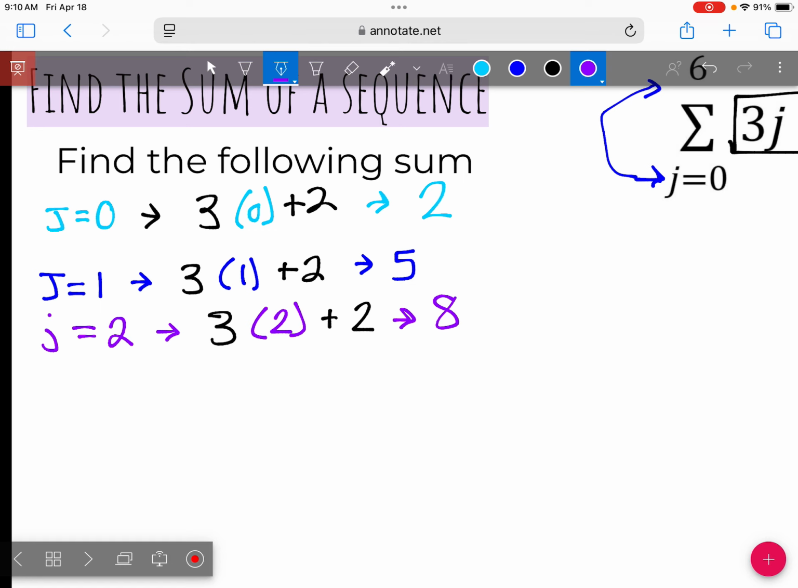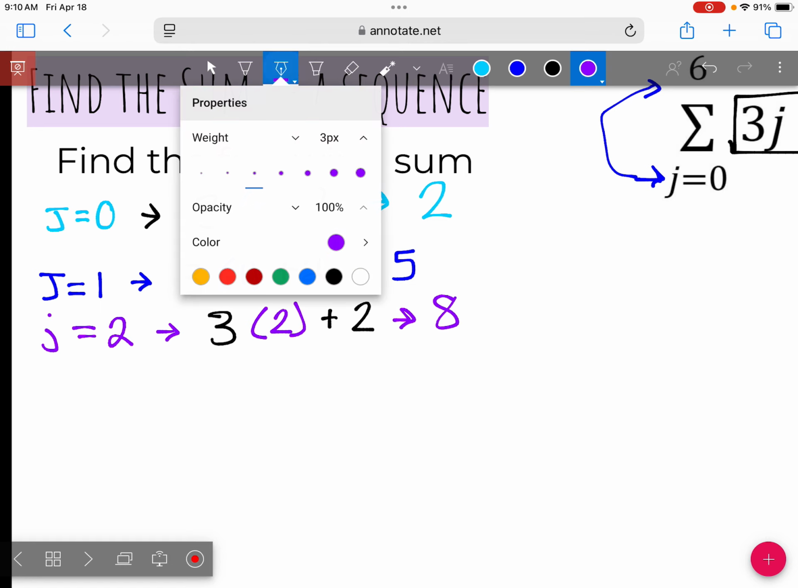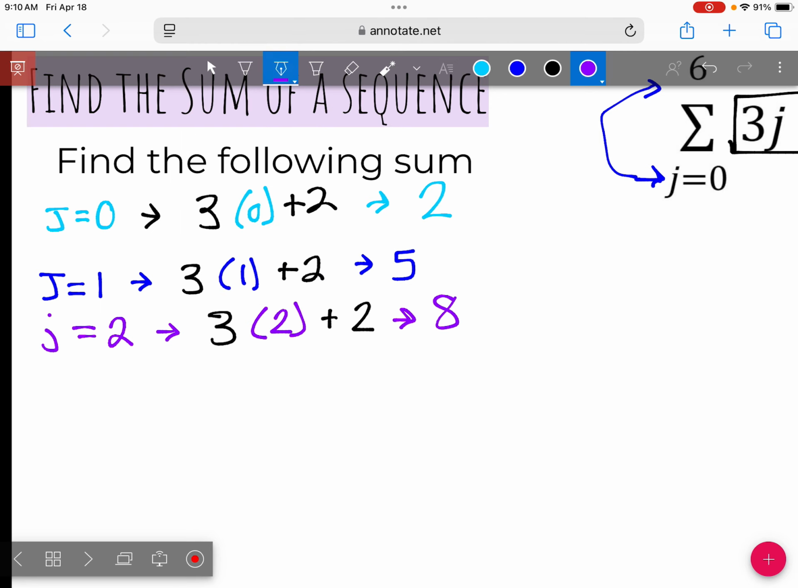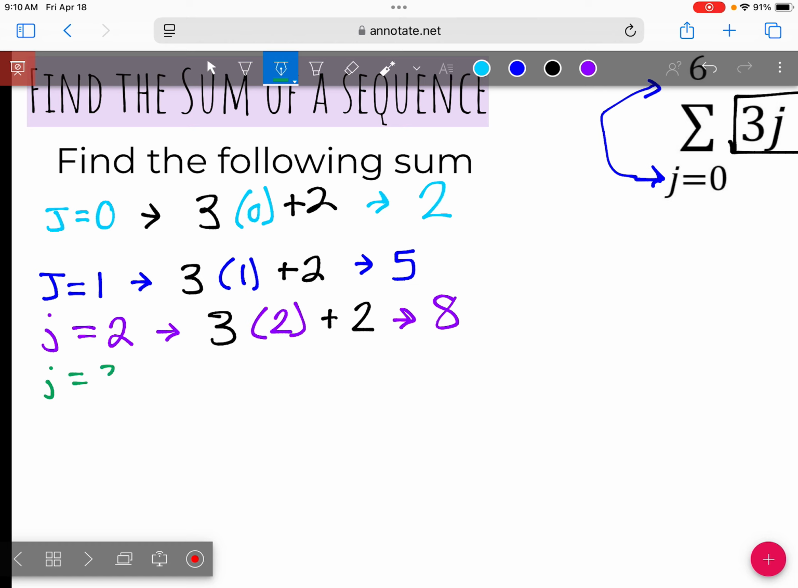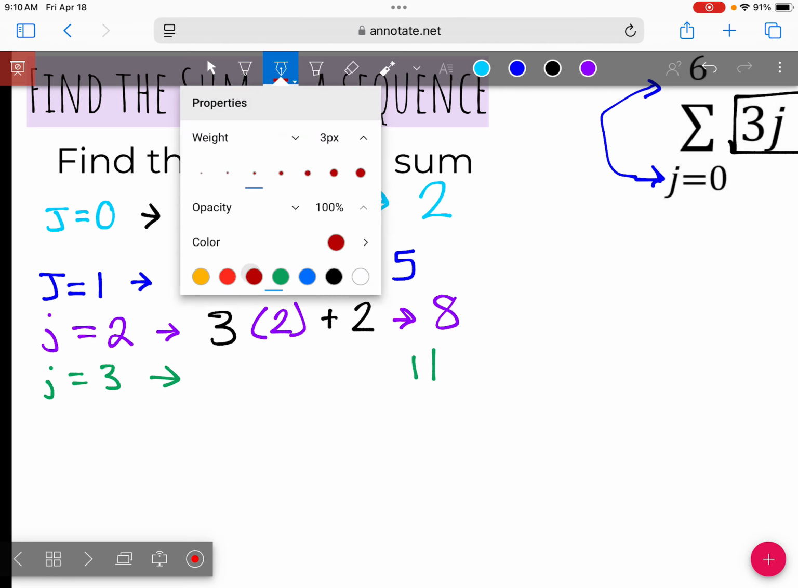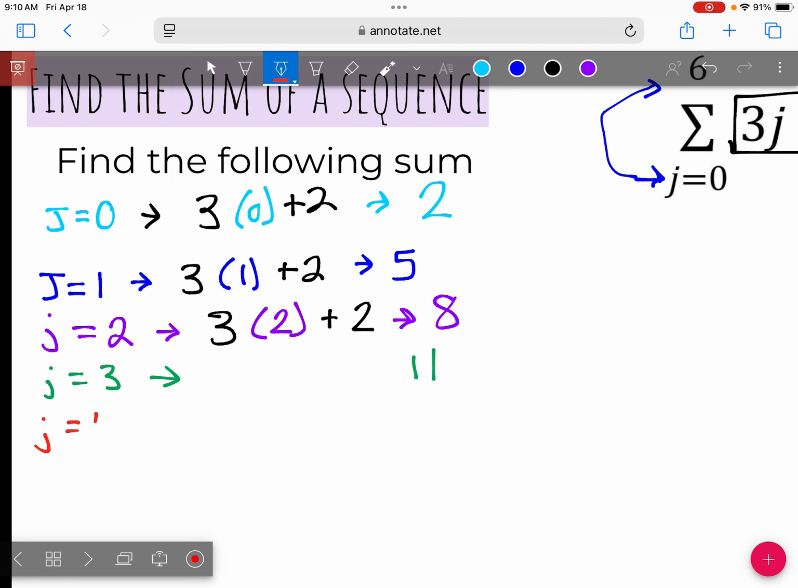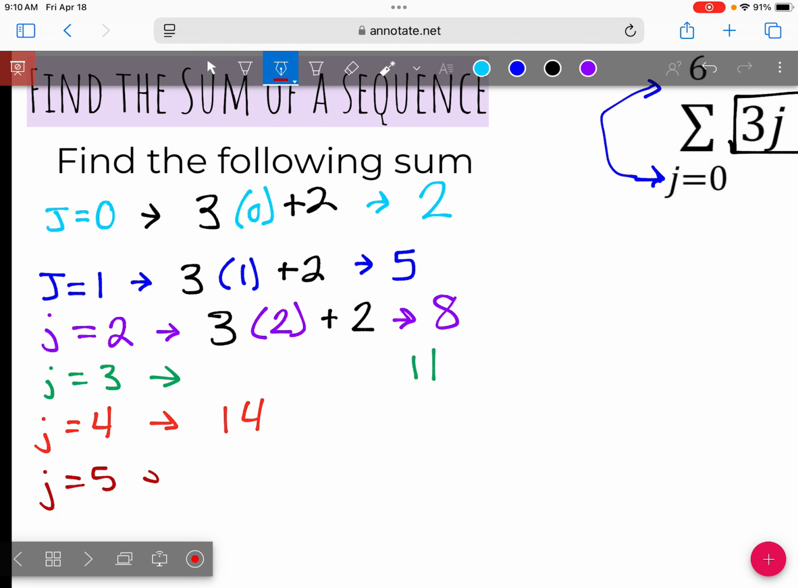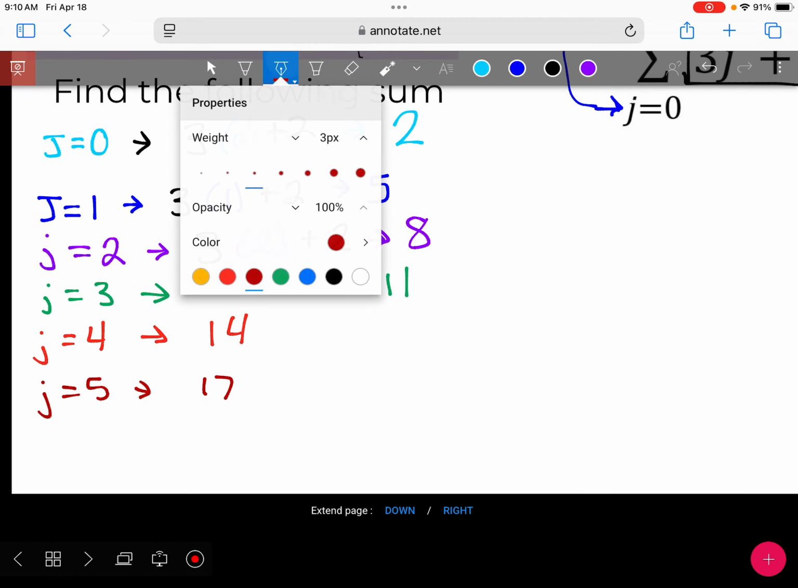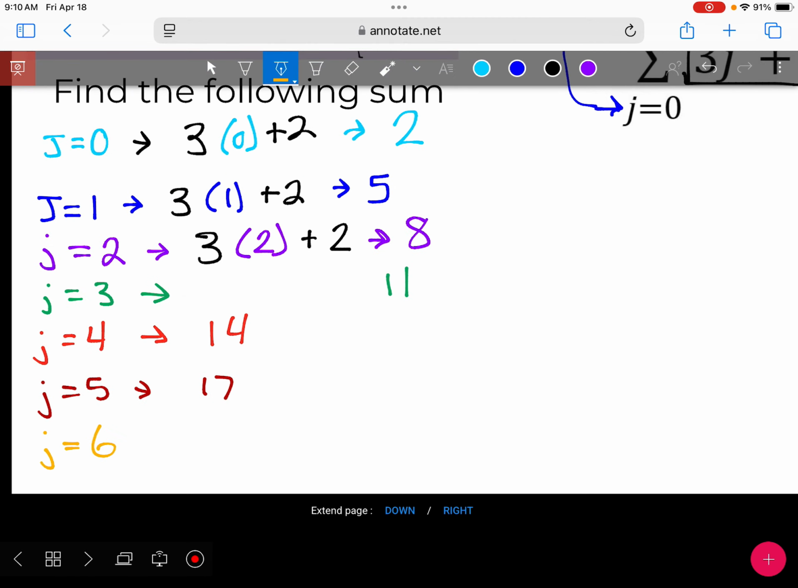If we see a pattern, can we just keep on? Yeah. Because once we get here, a lot of us are going, oh, wait a second, I figure out what's going on. So j equals 3 is going to give us what? 11. And our j equals 4, 14. J equals 5, 17. And then last one, j equals 6, 20.